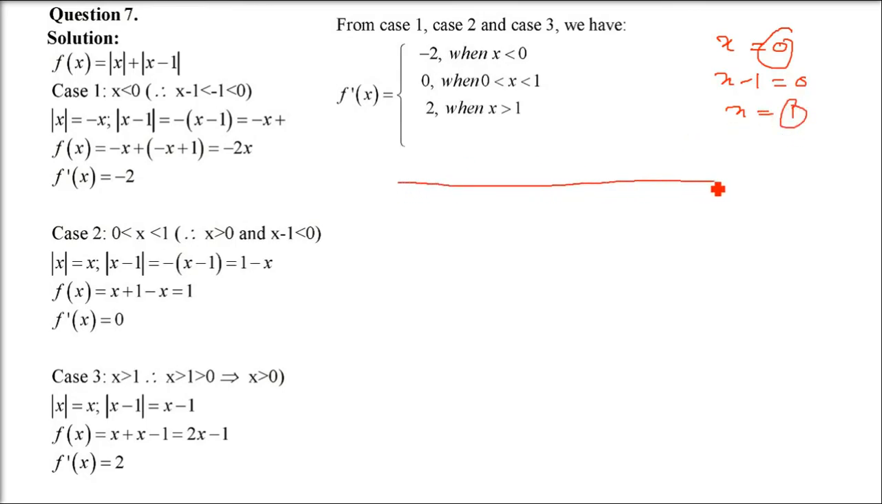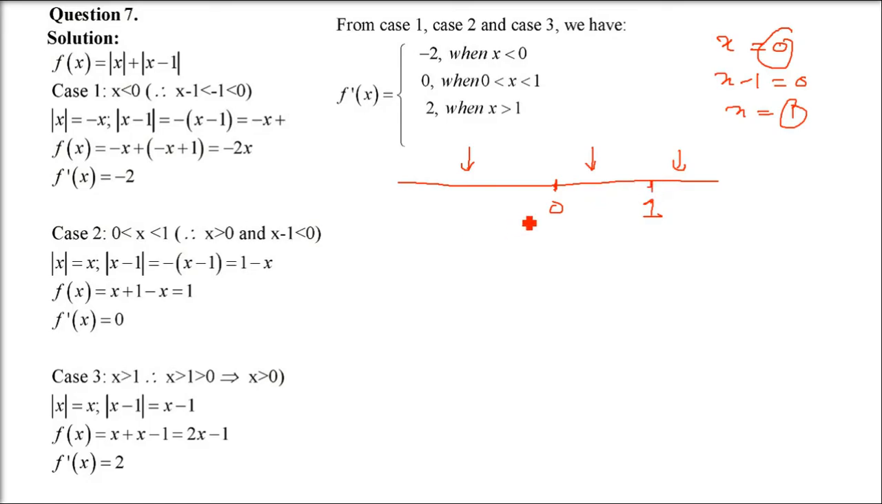So you see there are three partitions of the number line. This is 0 and 1. So one is from minus infinity to 0. The other is 0 to 1. And another one is 1 to plus infinity. So we have to check for all these situations.